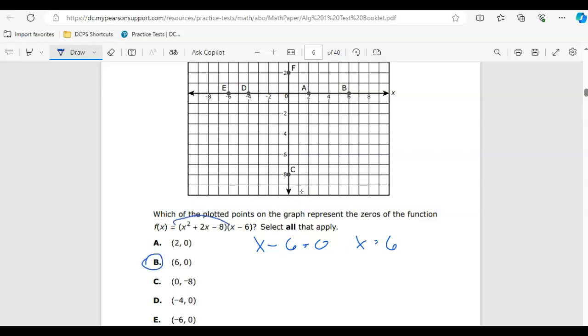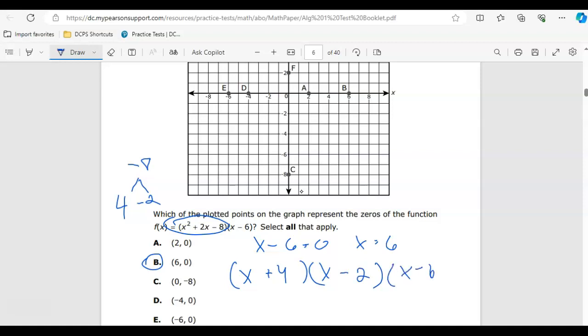Now, if I'm looking at this one right here, I need to factor that. So I'm going to go ahead and factor it so that I can find my zeros here. And I need to think about what two numbers equal negative 8 when multiplied, but add to give me positive 2. And that would be positive 4 and negative 2. 4 minus 2 is 2, positive 2, and 4 times negative 2 is negative 8. So (x + 4)(x - 2).